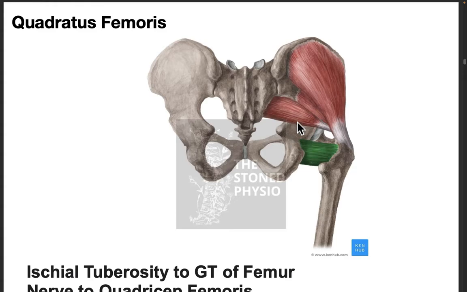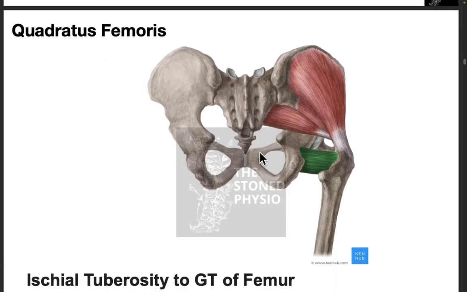Now there are two more muscles. Can anyone tell me the name of this particular foramen? This is the obturator foramen. Exactly. So it means we have got two muscles, obturator externus and obturator internus. Both of these muscles have their insertion on the GT, but origin is from the obturator foramen. How? Obturator externus is on the anterior, or ventral, aspect of the obturator foramen, and obturator internus is on the posterior aspect of the obturator foramen.